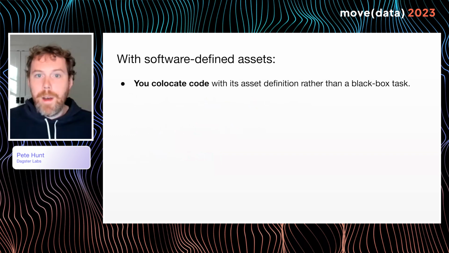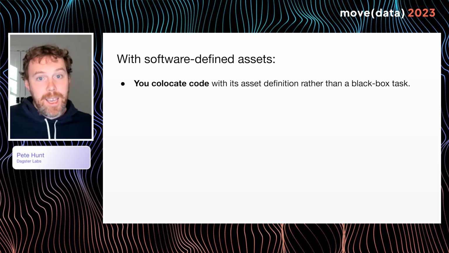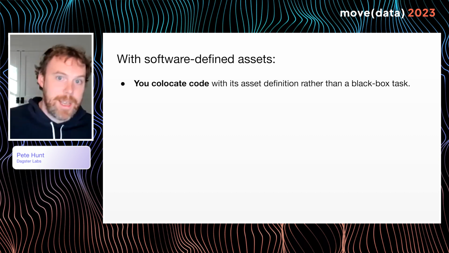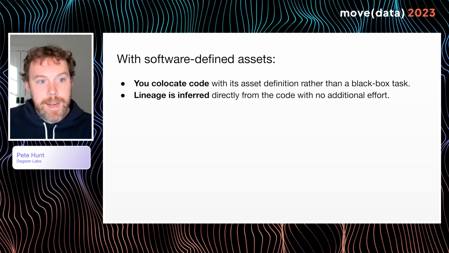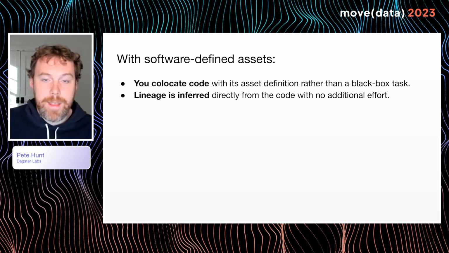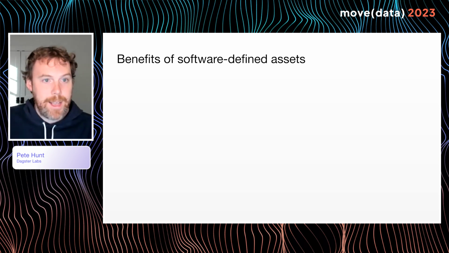So what is a software-defined asset? The big idea here is that you co-locate code with the asset definition rather than have a black box task that can consume any number of assets and produce any number of data assets in a way that's uncontrolled. You infer lineage directly from the code without doing any additional modeling. Assets can have additional metadata attached, and it produces a bunch of different benefits.